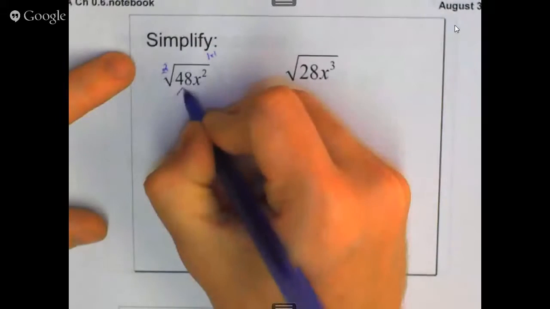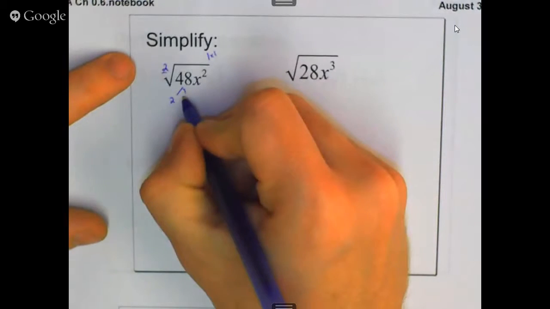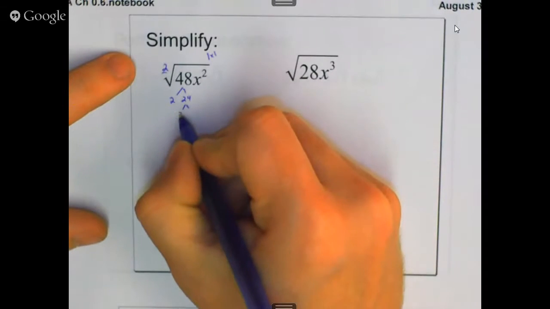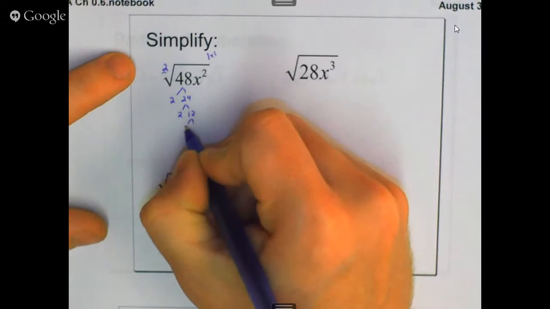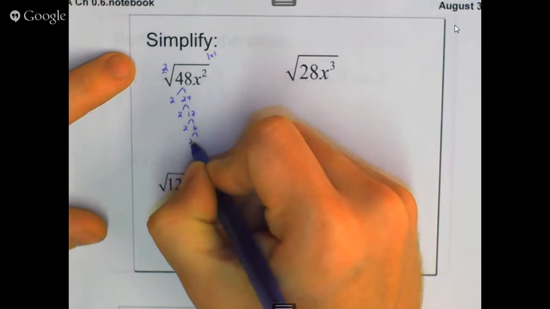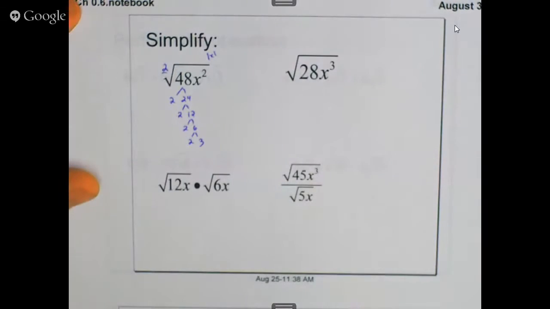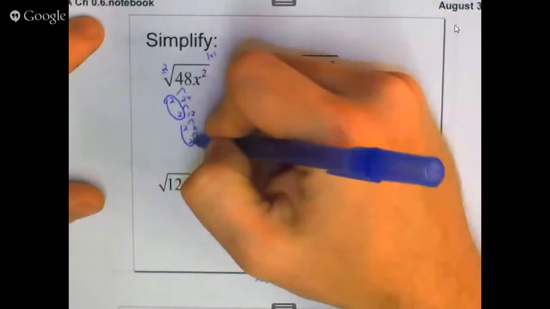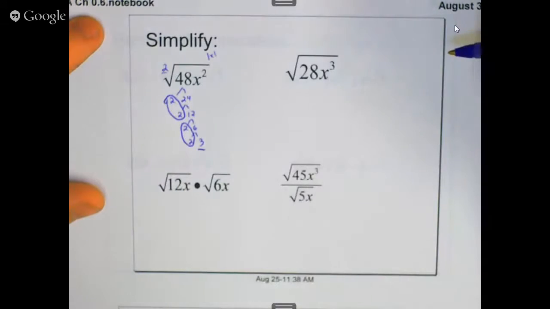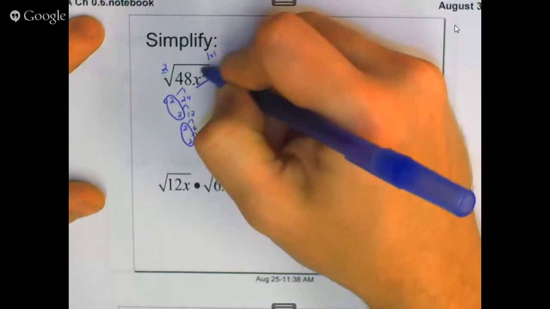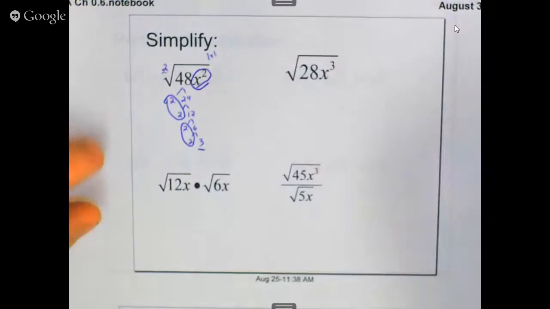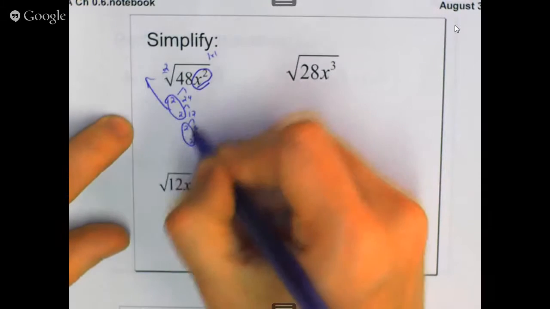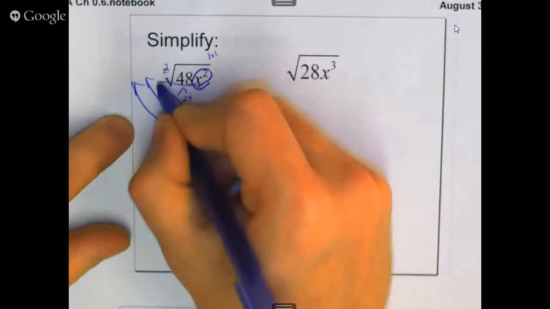So if I break 48 down, that's 2 and 24, that's 2 and 12, 2 and 6, 2 and 3. Okay. So I need a group of 2. So I've got this group of 2 and this group of 2 numbers, and I got a 3 left over. I also have a group of 2 x's right there. So I'm bringing one of each of those groups out to the front.